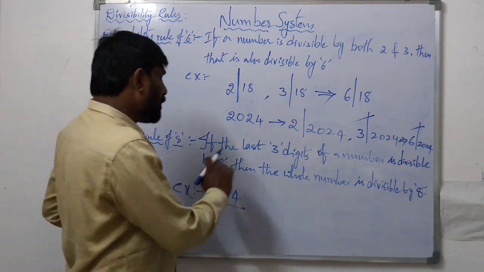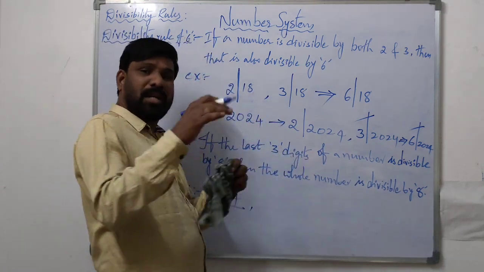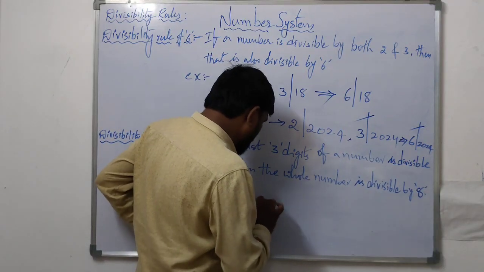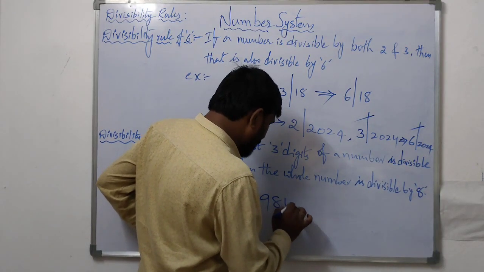Therefore the whole number, since it is 3 digits only, is divisible by 8. Suppose apart from a 3 digit number, it is a 4 digit or 5 digit or 6 digit, or 7 digit, whatever the number may be, you take 98480.